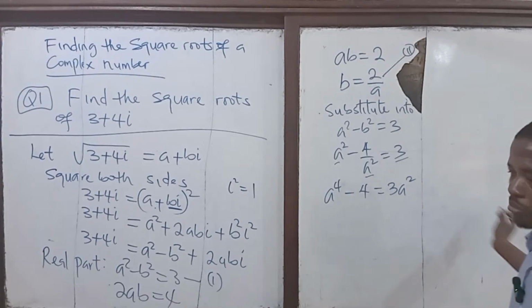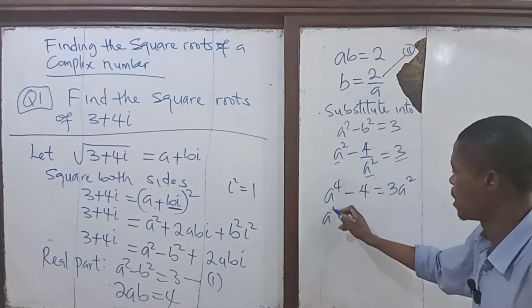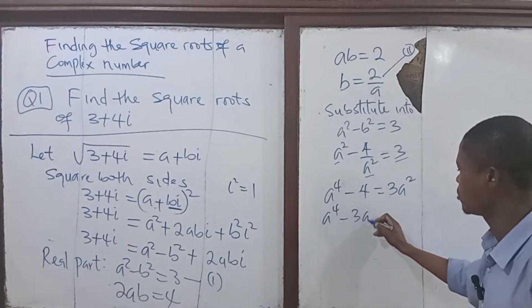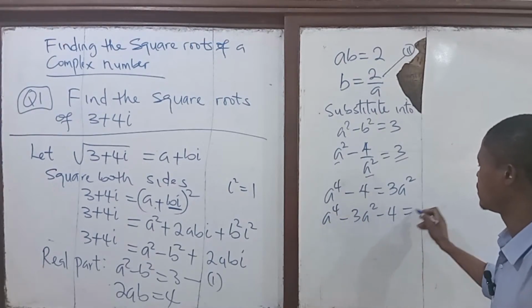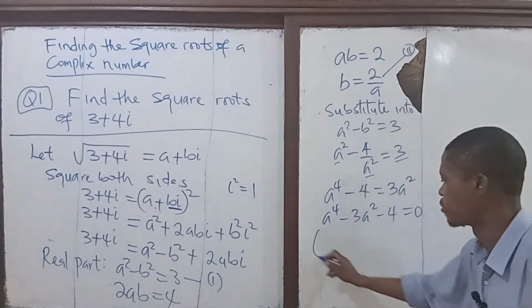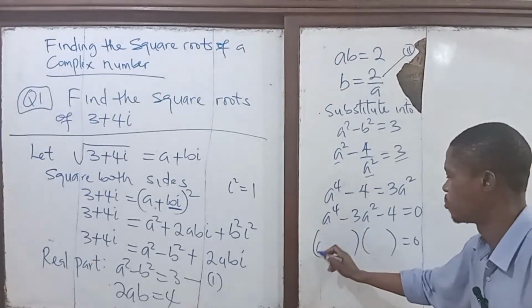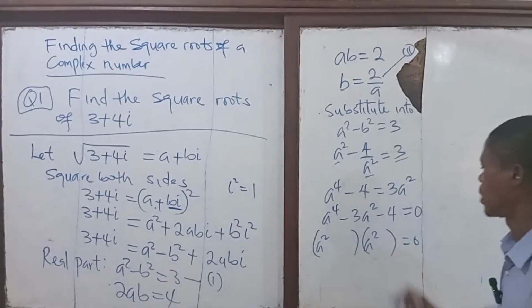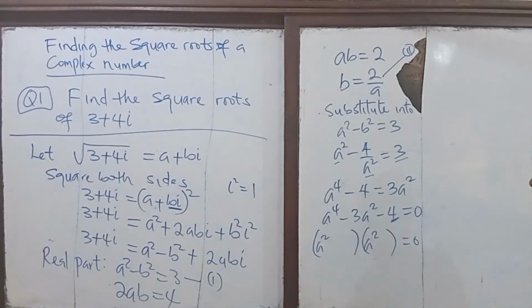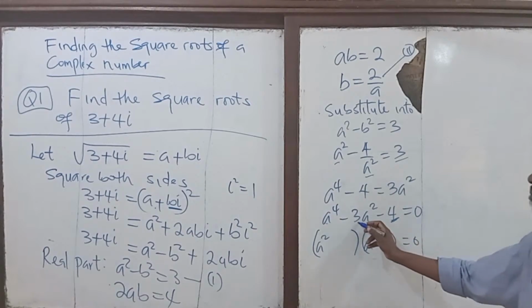Okay, then bring everything to one side. That will be a to the power 4 minus 3a squared minus 4 is equal to 0. And then we can factorize the expression. A squared is there. Begin to pair that: a squared, and then the factors of 4 that can generate minus 3.